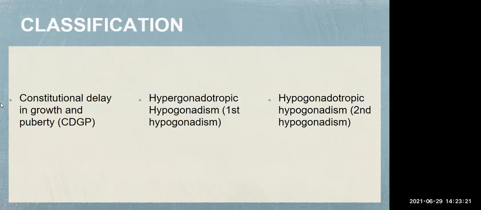So we can classify delayed puberty into 3. The first one is constitutional delay in growth and puberty, CDGP. The second is hypergonadotropic hypogonadism, or another name is primary hypogonadism. The third one is hypogonadotropic hypogonadism, which is also known as secondary hypogonadism. So I will explain one by one.